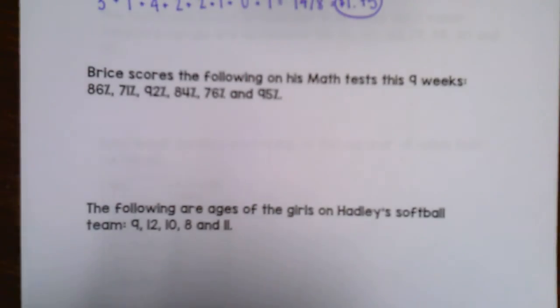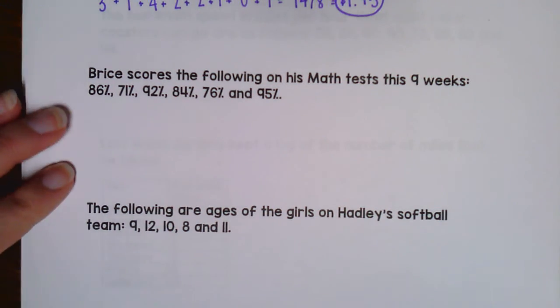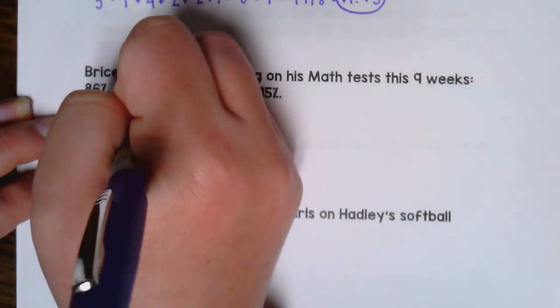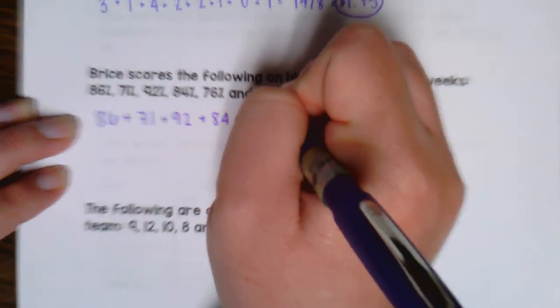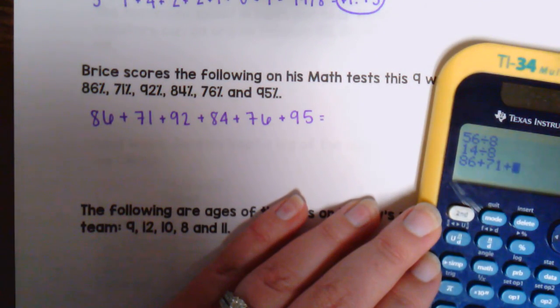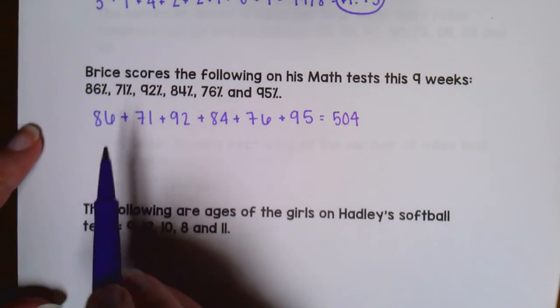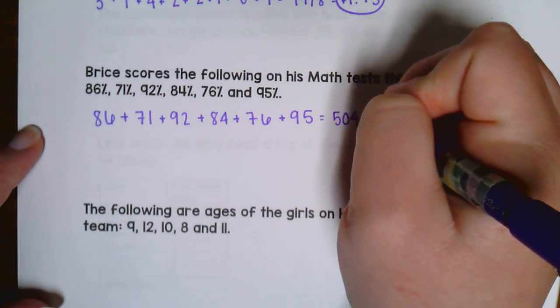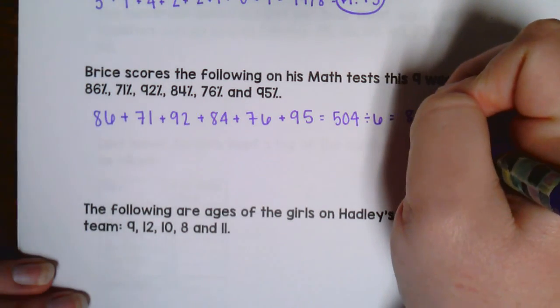Bryce scores the following on his math test this 9 weeks. He scores an 86, 71, 92, 84, 76, and 95. So I'm going to add these together. That gives me 504. There are 1, 2, 3, 4, 5, 6, so I'm going to divide that by 6. So his average would be an 84%.